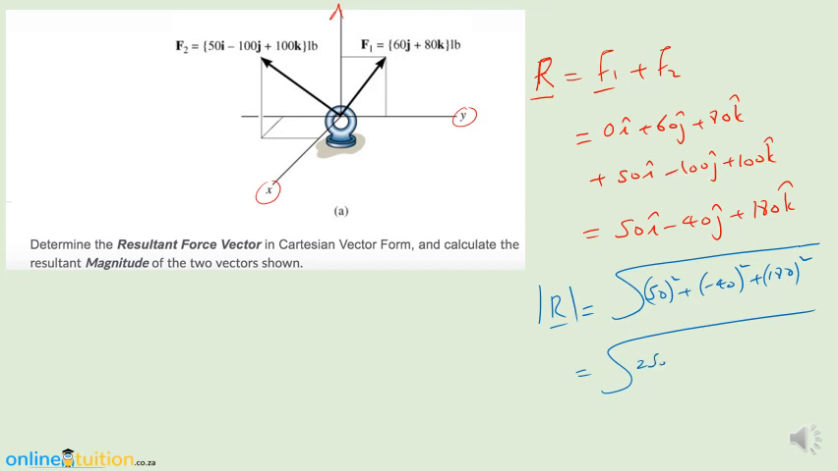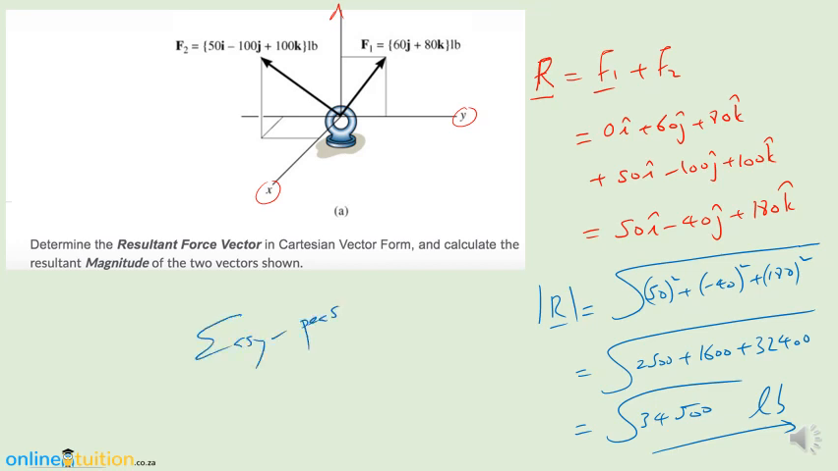So 50 squared should be 2,500, right? And then you got 40 squared over there. That should be 1,600. Is that right? Positive. And double check that 180 squared is 32,400. Plus 2,500, 34,500. So that's just the root of 34,500, and that should be in pounds. Yeah, there we have it. Simple, easy peasy. Let me write that down. Easy peasy.